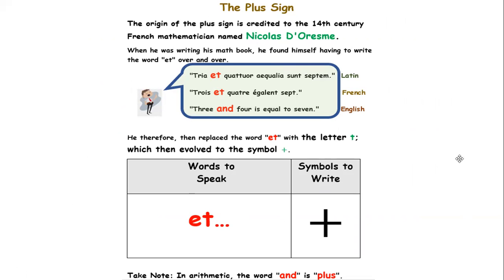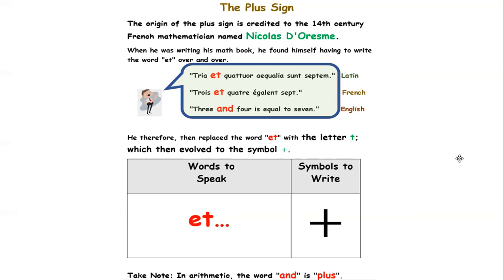Okay. The origin of the plus sign is credited to the 14th century French mathematician named Nicolas de Dorcem. When he was writing his math book, he found himself having to write the words et over and over. For example, tria et quatuor equals septem, that's Latin. 3 et 4 égale 7, that's French. 3 and 4 is equal to 7, that's English.